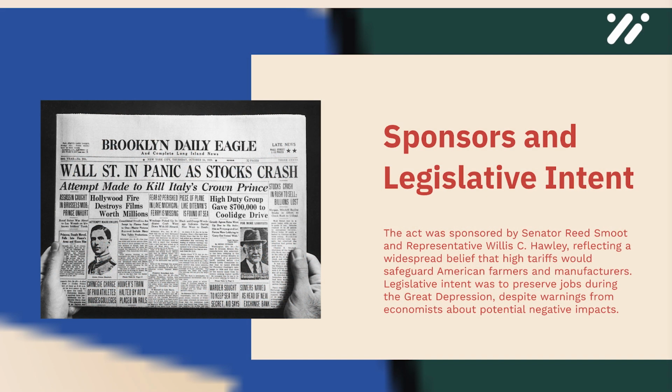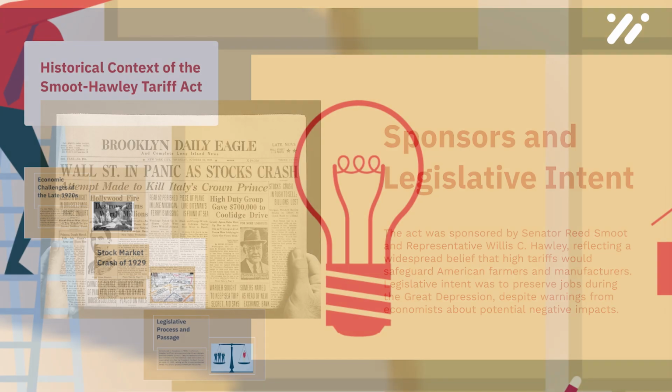Named after its sponsors, Senator Reed Smoot and Representative Willis C. Hawley, this act raised U.S. tariffs on over 20,000 imported goods. Intended to shield American industries from foreign competition, it instead contributed to one of the most significant global economic downturns in history.